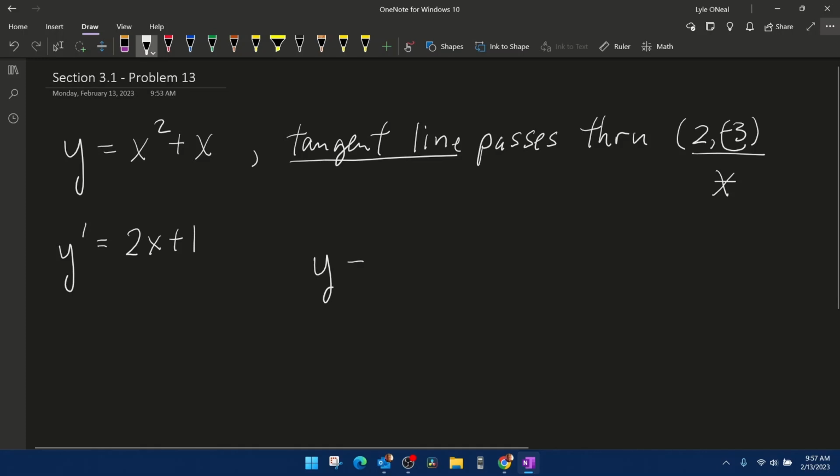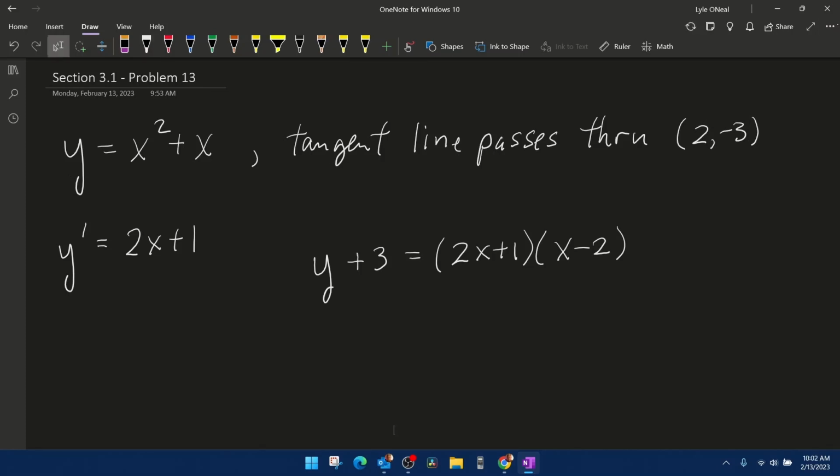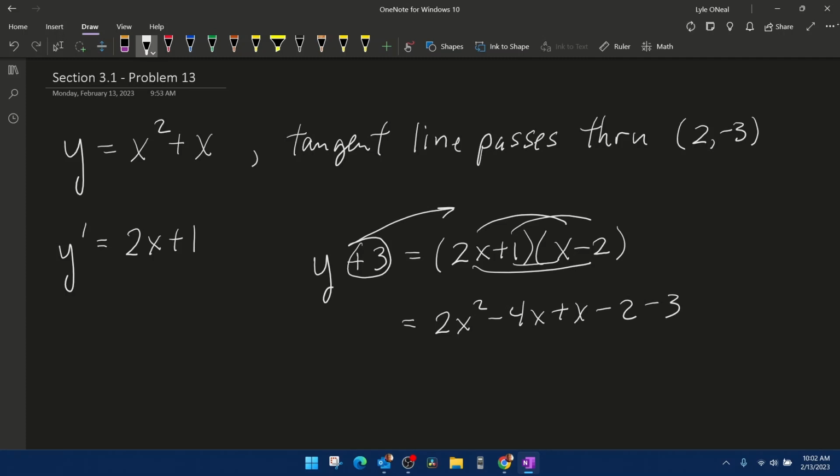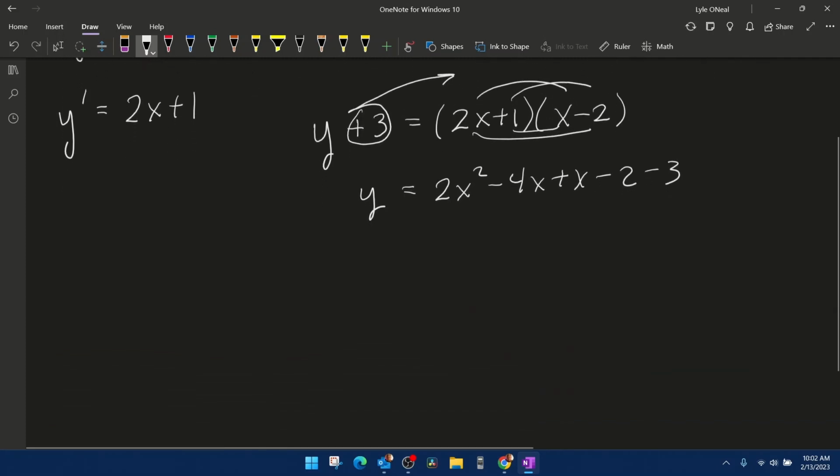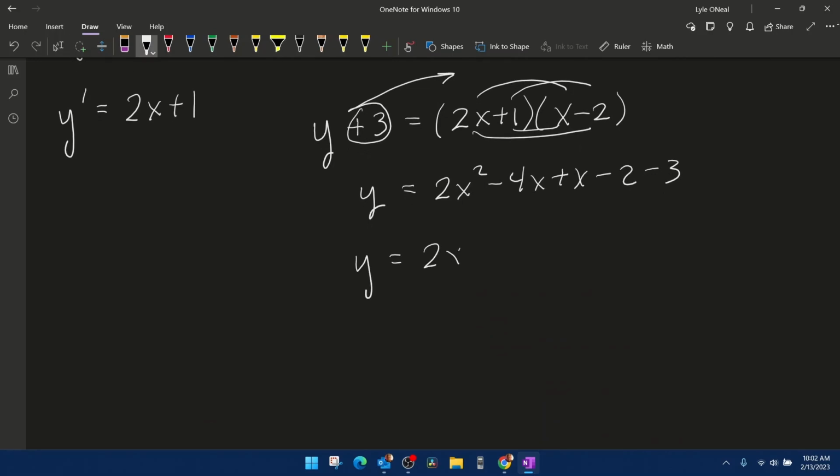We can say y minus y1, minus a negative makes that a plus, equals m, which is this: 2x plus 1 represents the generic slope of the tangent to our curve, and then x minus x1. And this right here is an equation that represents where the lines are. Now, to simplify this equation, we're going to need to do the FOIL method, starting with 2x times x gives us 2x squared. We're going to have minus 4x from the outside, plus 1x from the inside, and minus 2 from the last. I'm also going to bring the plus 3 over, making that minus 3, so that I can isolate y, and then I need to combine like terms, giving us y equals 2x squared minus 3x minus 5.